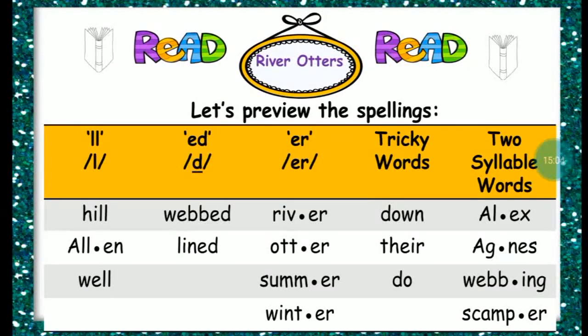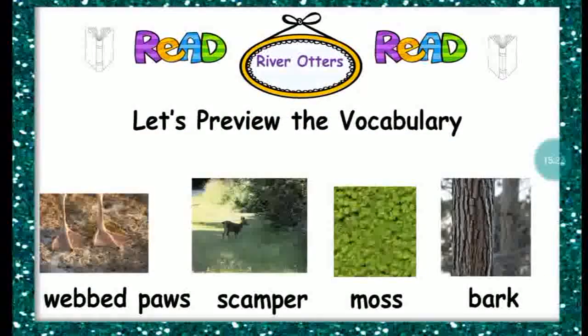Okay, these spelling words are in our story: hill, well, webbed, lined, river, otter, summer, winter, down, den, Alex, Agnes, webbing, and scamper. Let's preview the new vocabulary words. The first one is webbed paws. Webbed paws means fingers that are connected by a thin amount of skin.